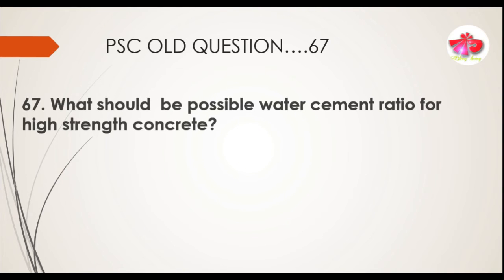Question number 67. What should be the possible water cement ratio for high strength concrete? Option A 0.5, option B 0.45, option C 0.60, and option D 0.40. So friends, we know that strength is inversely proportional to the water cement ratio.